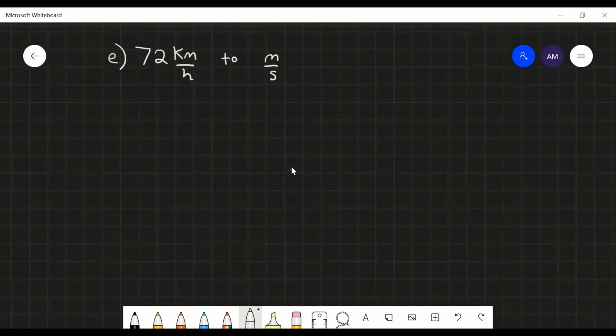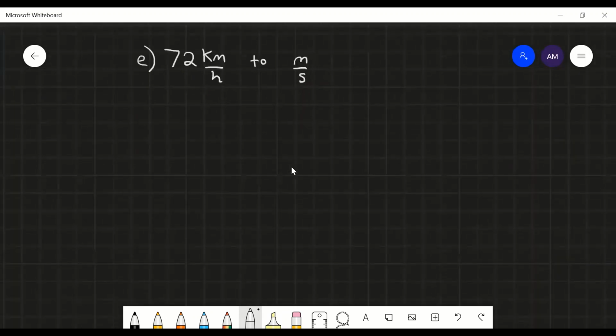Next one. So this one is a bit more challenging because now we have kilometers per hour. So this involves converting more than one type of unit. So there's units of length, which is the kilometer, and a unit of time, which is the hour. Let's start that one up.